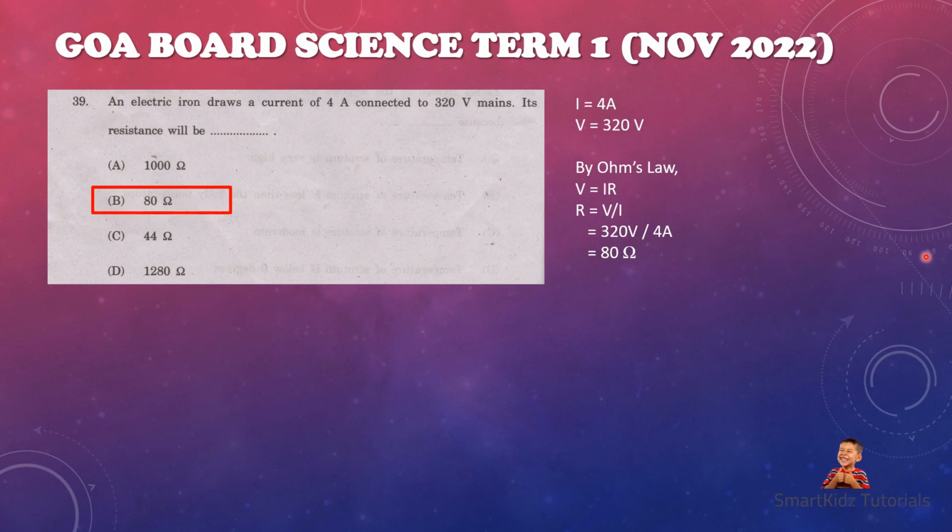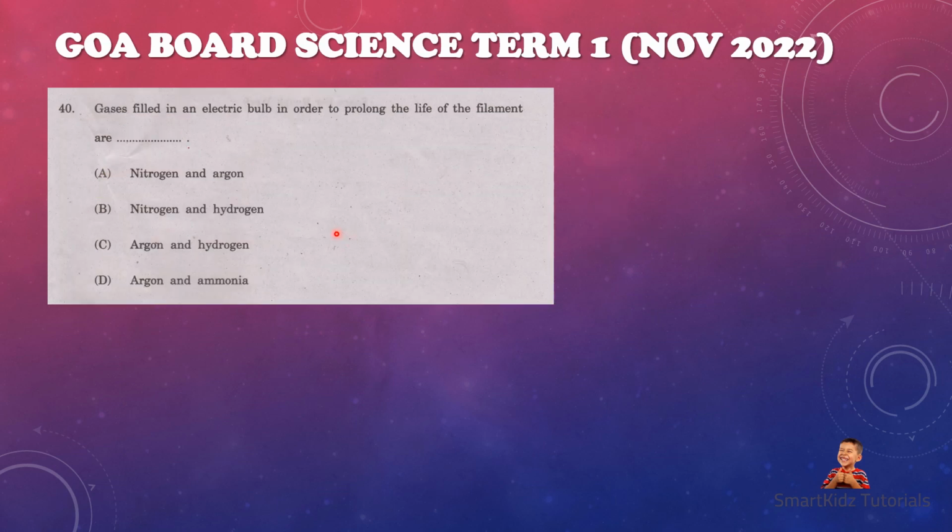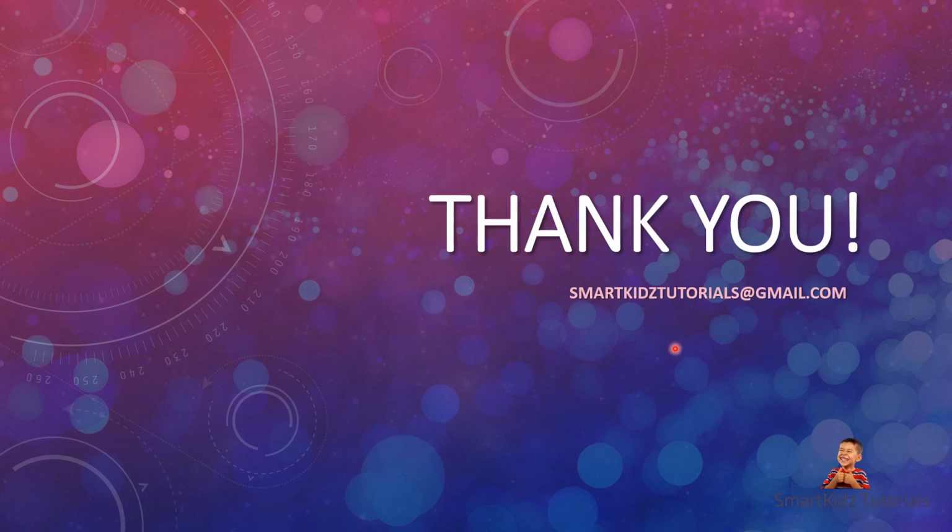Next question, and the last question. Gases filled in an electric bulb in order to prolong the life of the filament are nitrogen and argon. So these are the gases that are present in an electric bulb to prolong the life of a filament. So with this we come to an end of this paper.